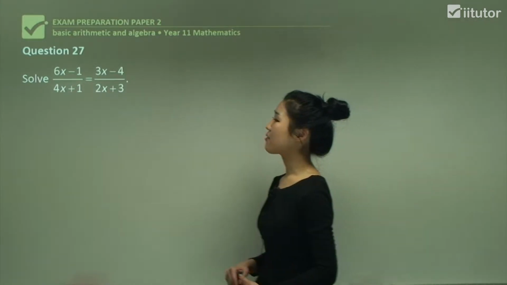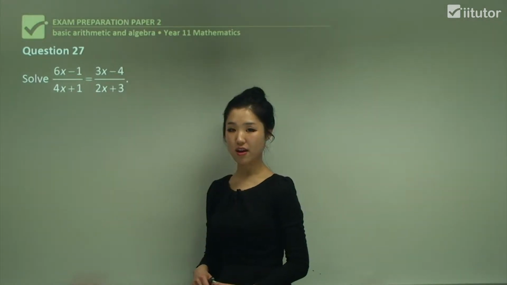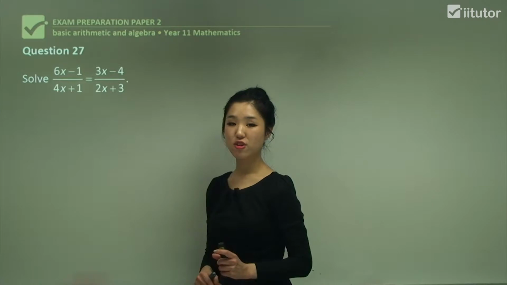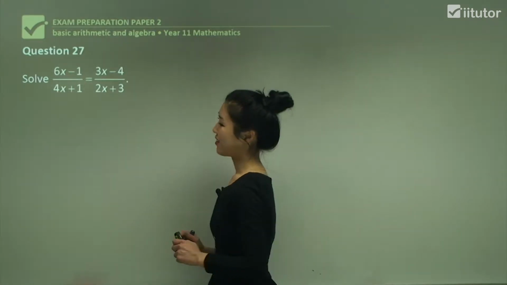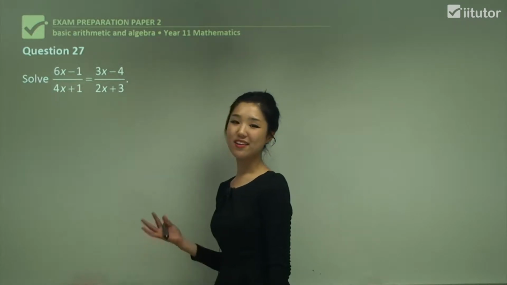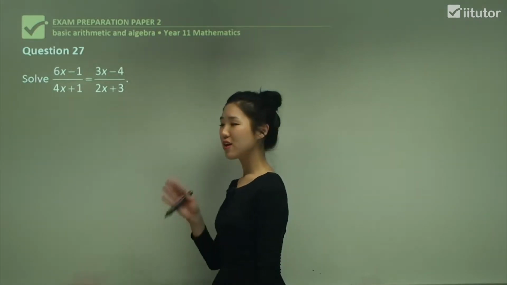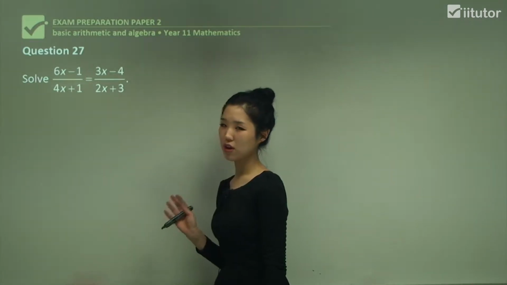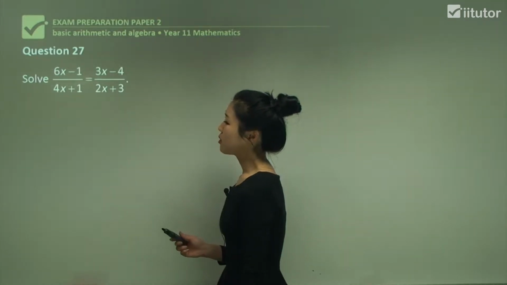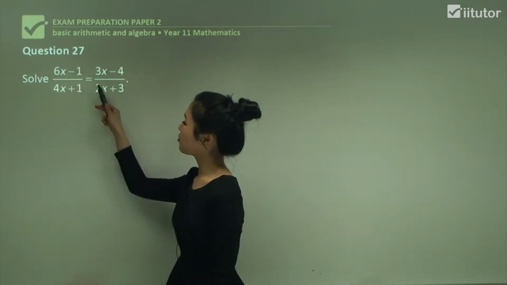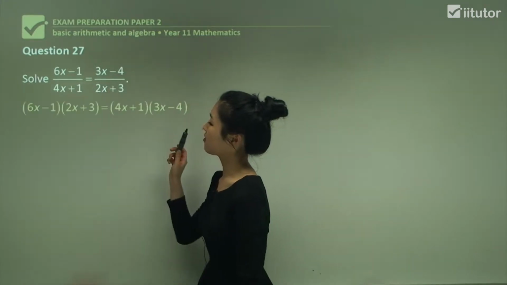Okay, you can see that a fraction equals a fraction, can't you? Whenever I see a fraction equals a fraction, I always like to do some cross multiplication. I've explained why in preparation paper 1, so if you don't really understand, I advise you to watch the first one first. So let's do some cross multiplication. I'm going to multiply this with this and this with this, just like this.